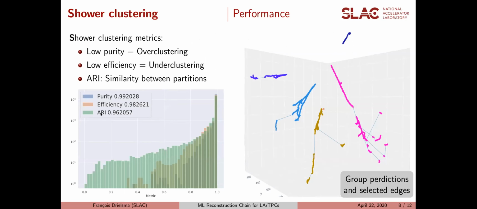And on the left-hand side, I'm giving you some metrics of the quality of the shower clustering task. I'm giving you purity, efficiency, and adjusted Rand index. Purity is basically a measure of over-clustering. So if you're over-clustering, your score goes down. And if you have a perfect partition, it goes to 1. Low efficiency is a measure of under-clustering. And adjusted Rand index is a measurement that's quite stringent on the similarity between two partitions.